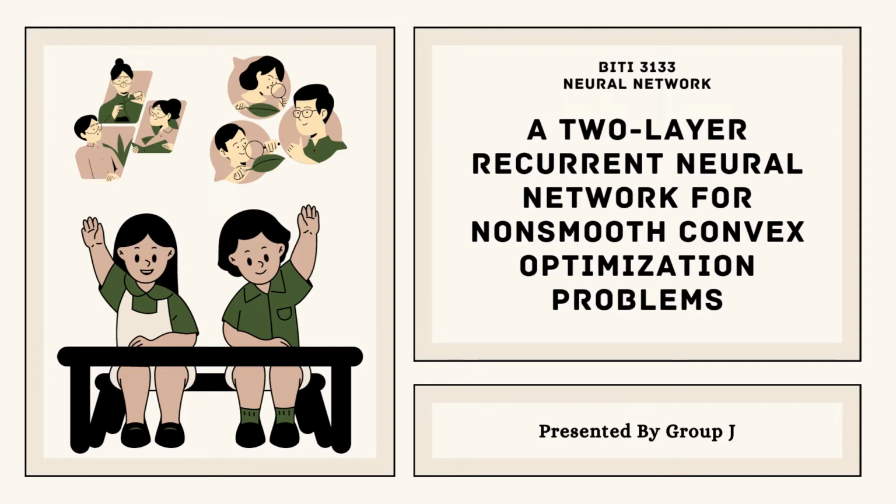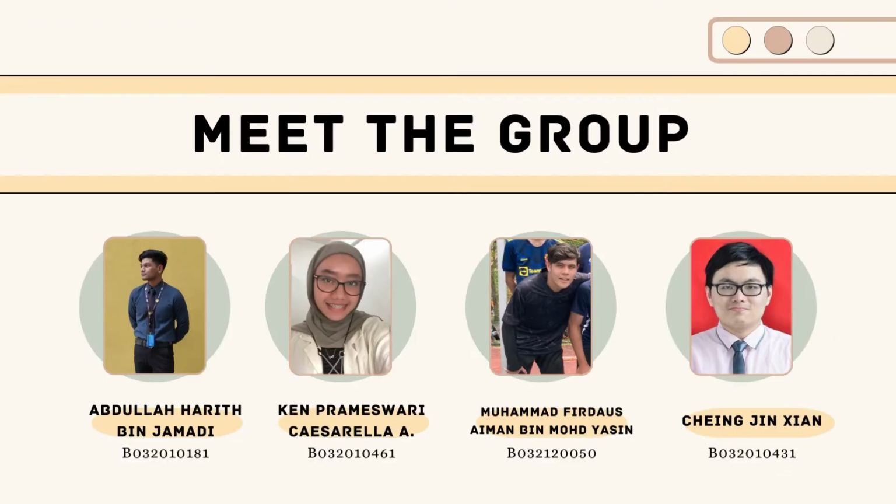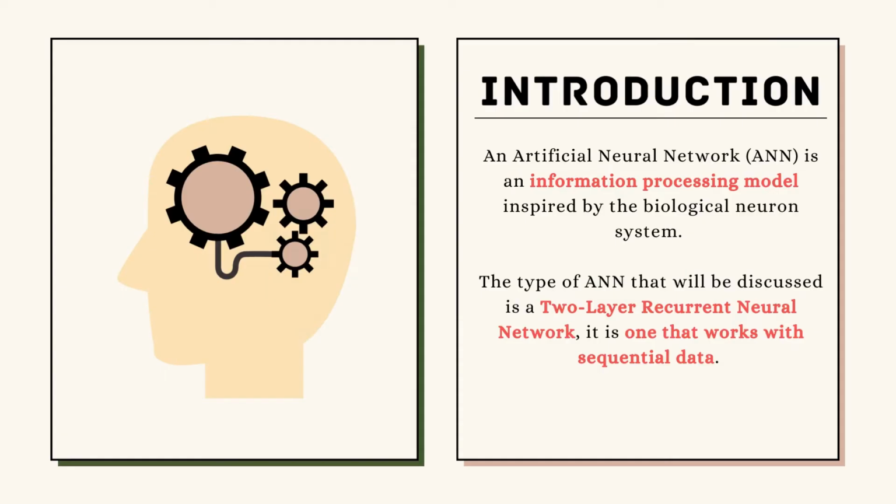As you can see on the screen, our topic is two-layer recurrent neural network for non-smooth convex optimization problems. These are our group members. This is our leader, ABDULLAH Harith, and there are PRAMESWARI, Muhammad FIRDAUS AIMAN, and XIAN as members.